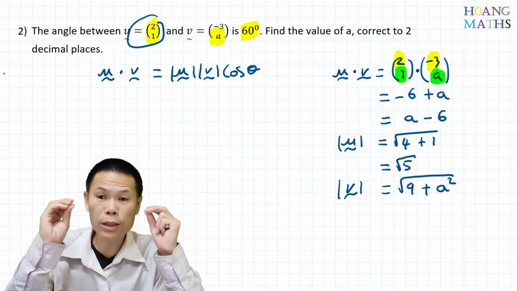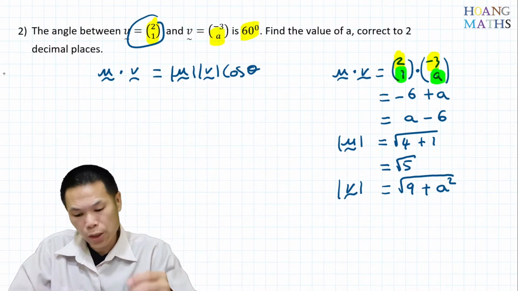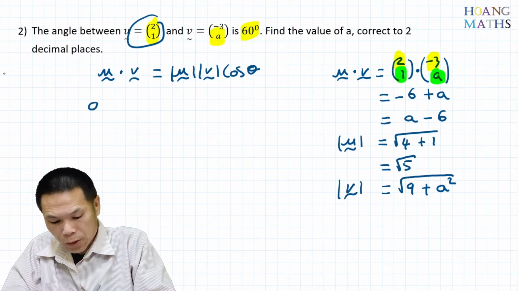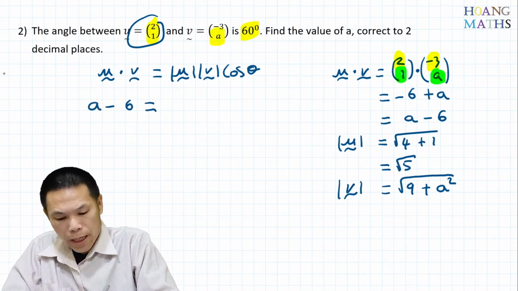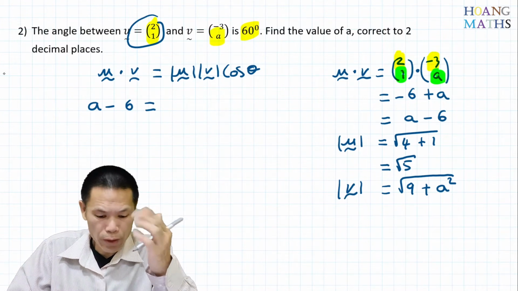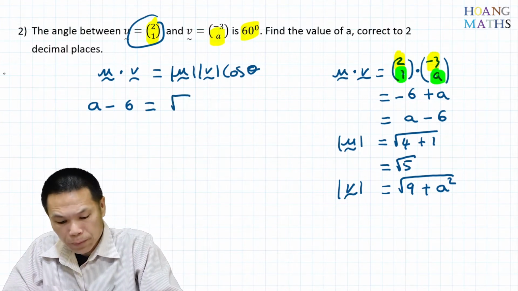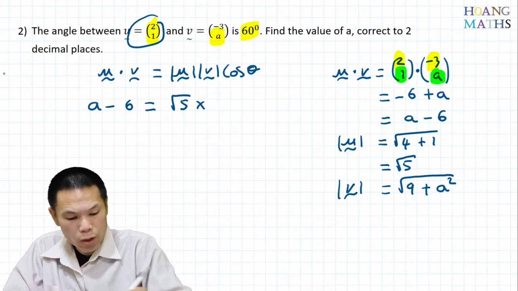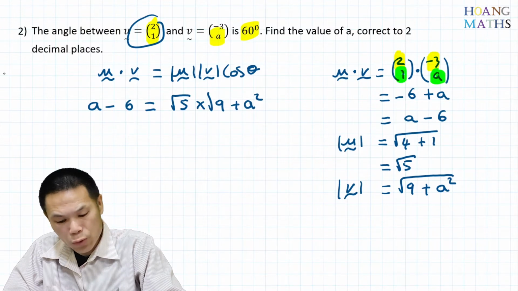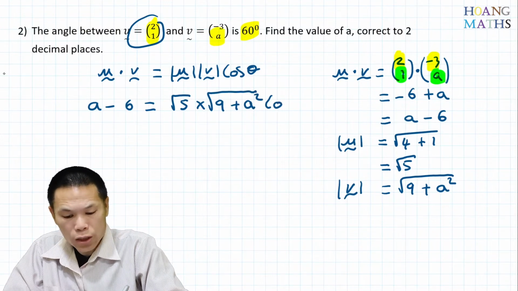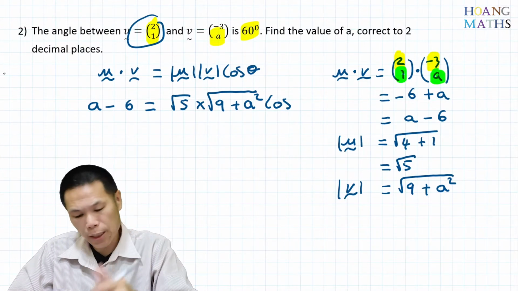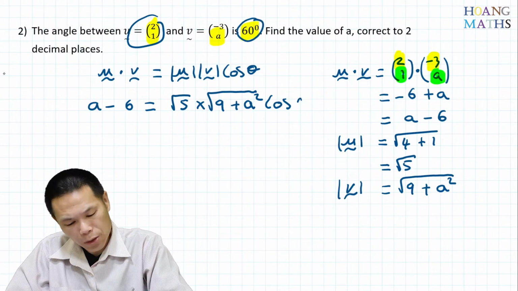Now I just substitute these values into the formula. So u dot v is a minus 6. And the magnitude of u is square root of 5, times the magnitude of v, that means square root of 9 plus a squared, and cos of theta. So the angle theta between the two vectors is 60 degrees. So let me just write this down.